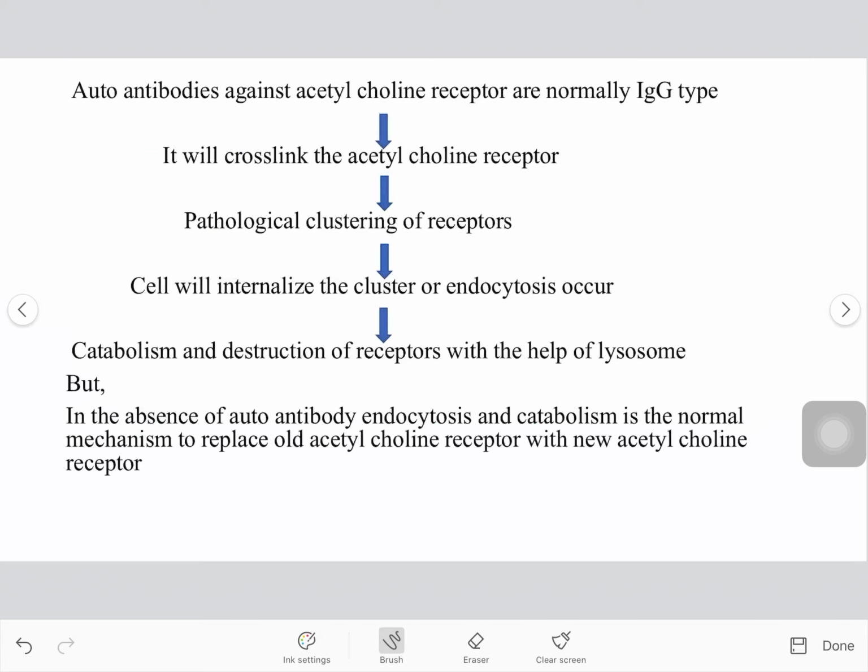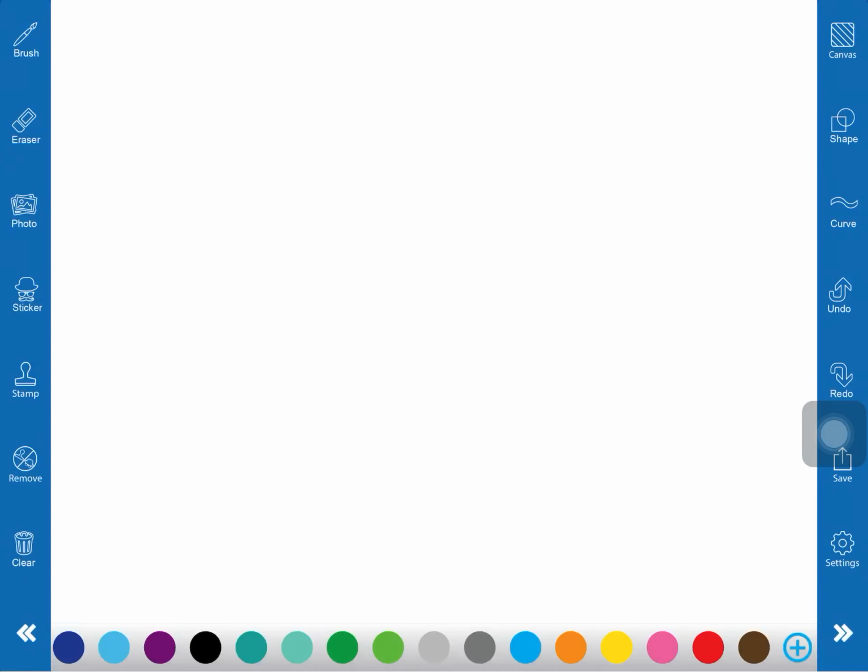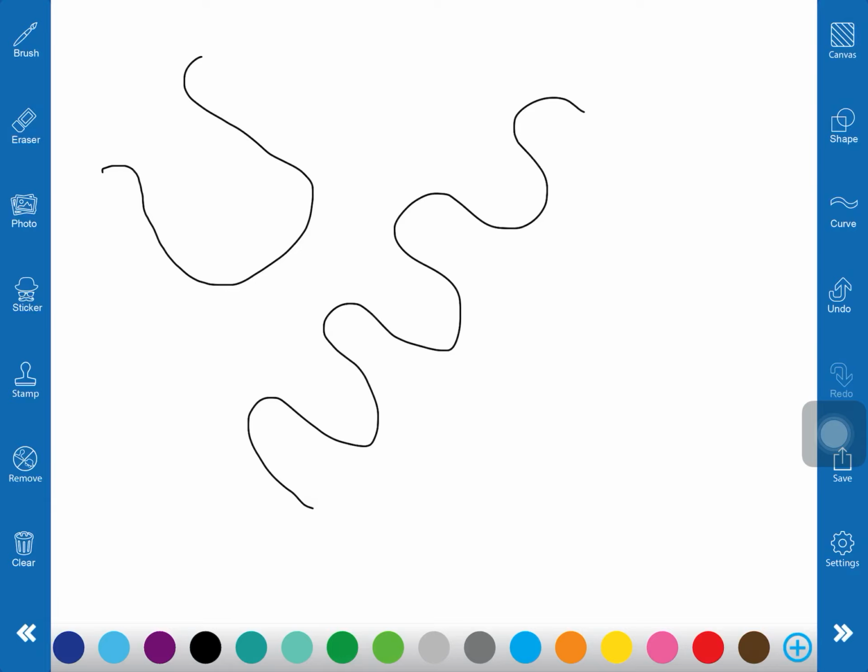Autoantibodies against the acetylcholine receptors are normally immunoglobulin G type. It will cross-link the acetylcholine receptor. What do we mean by cross-linking the acetylcholine receptor? Actually, this is the terminal knob of the neuron. Then this is the muscle sarcolemma. This is called the neuromuscular junction.